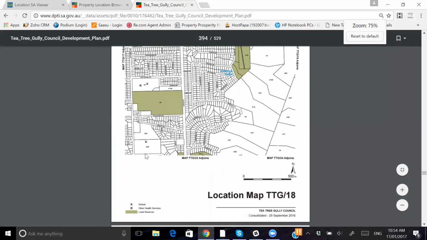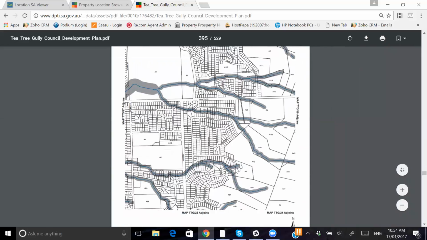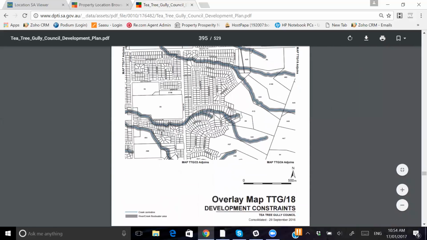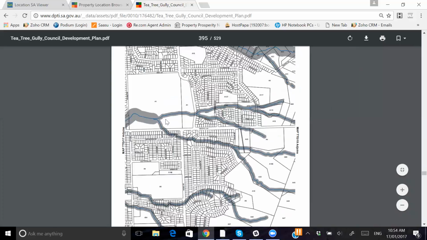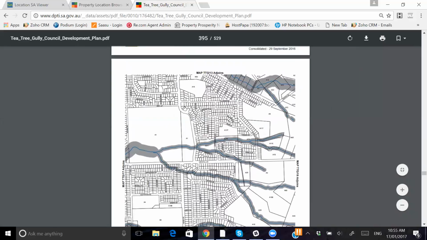Okay, what do we got here? So local reserves, we can see that. And then we've got here, we've got development constraints. So these squiggly lines here are something to do with creeks. So we just have to understand what effect that may have on us.